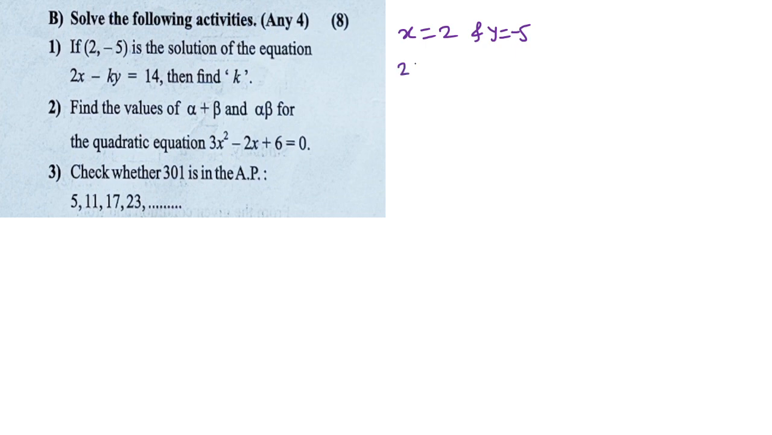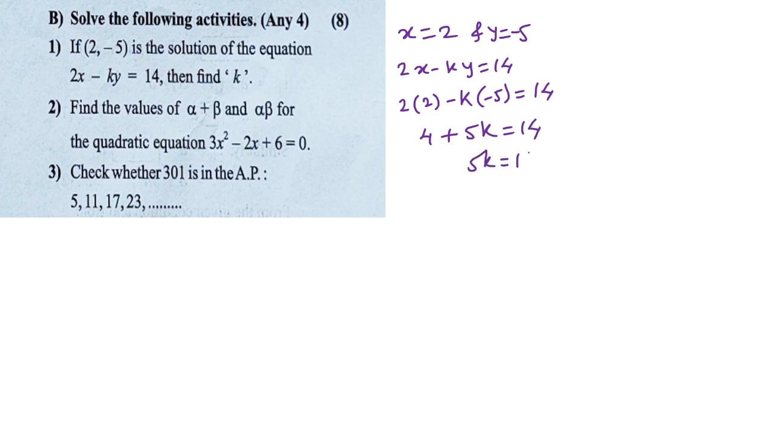Then 2x minus ky is equal to 14 is the given equation. 2 into bracket 2 minus k into bracket minus 5 is equal to 14. 4 plus 5k is equal to 14. 5k is equal to 14 minus 4. 5k is equal to 10. That means k is equal to 10 divided by 5 and k is equal to 2. We get the value of k by just solving a linear equation in one variable.